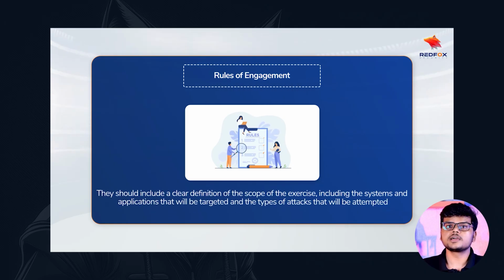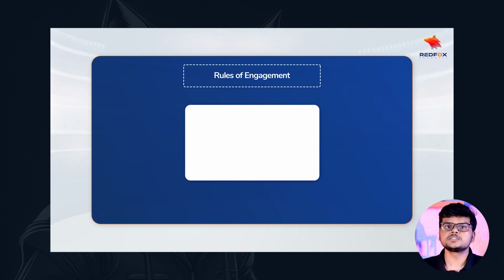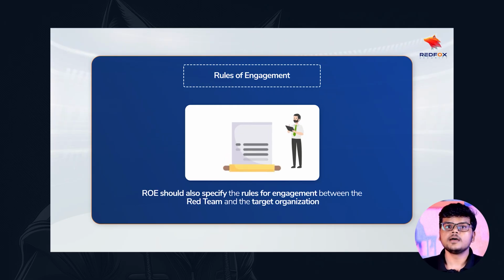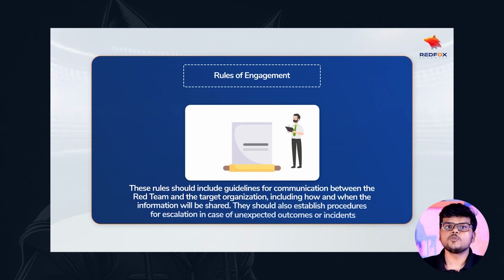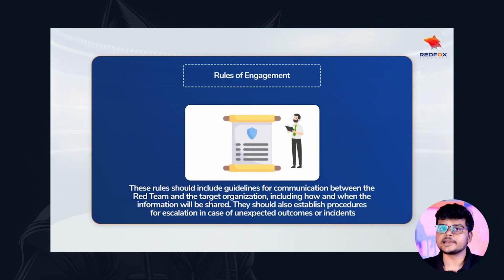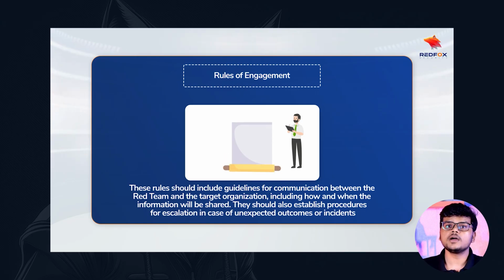They should include a clear definition of the scope of the exercise, including the systems and applications that will be targeted and the types of attacks that will be attempted. ROE should also specify the rules of engagement between the red team and the target organization. These rules should include guidelines for communication between the red team and the target organization, including how and when the information will be shared. They should also establish procedures for escalation in case of unexpected outcomes or incidents.